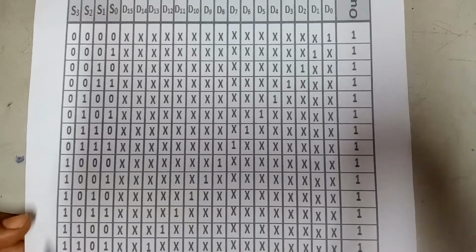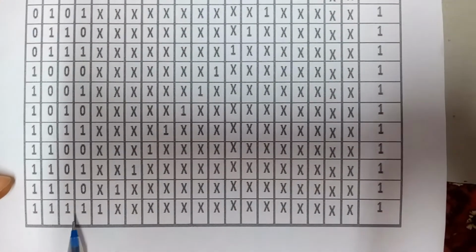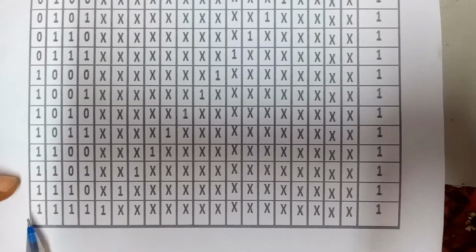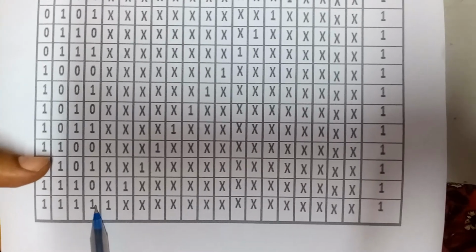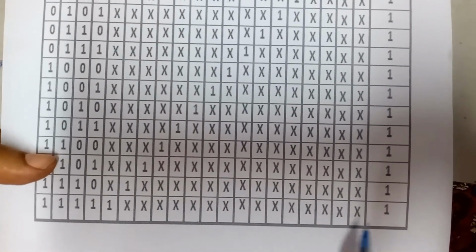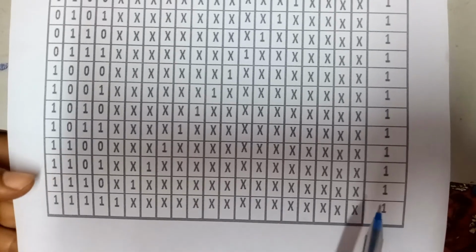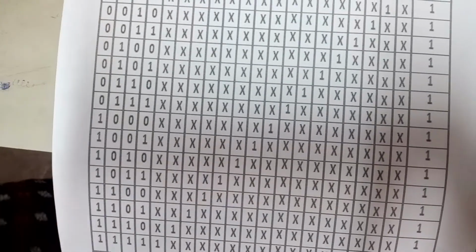Now see, if I select 1 1 1 1 in binary, then the input D15 is selected, and it will pass through the output. Now see, I am going to perform the same thing on the kit. You please see.